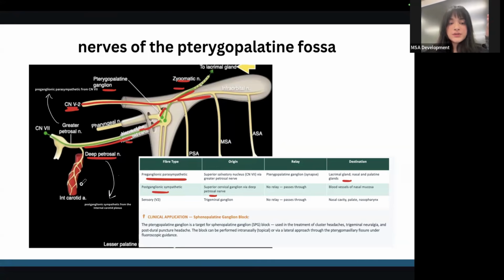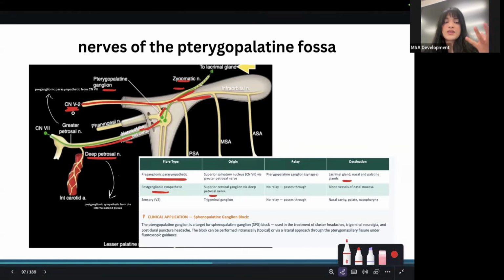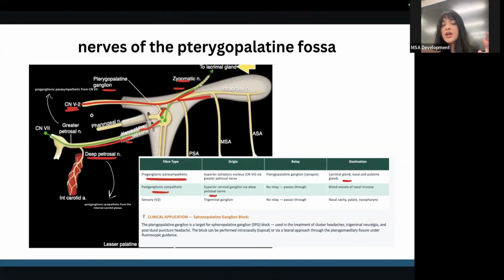The deep petrosal nerve is part of the postganglionic sympathetic. Okay, and it's just going to relay through the pterygopalatine ganglion. It's not going to synapse. It's going to go to the blood vessels of the nasal mucosa. Sensory is V2. Okay, this is what it's usually just coming for, because remember that the trigeminal nerve gives all the sensory innervation to the face.